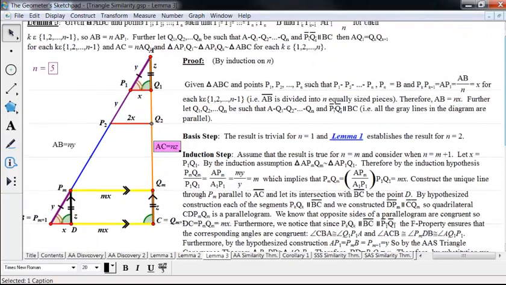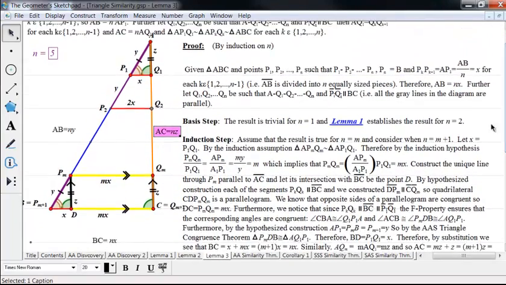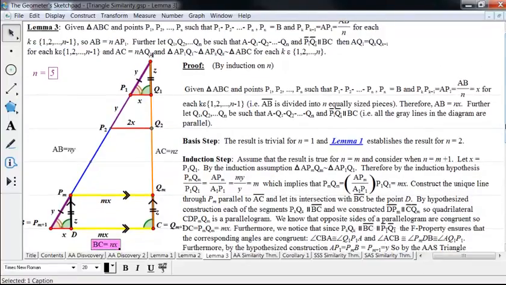By the principle of mathematical induction, we see that the result is true no matter what n is. So that is the Lemma 3 proof. Good example of a proof by induction.